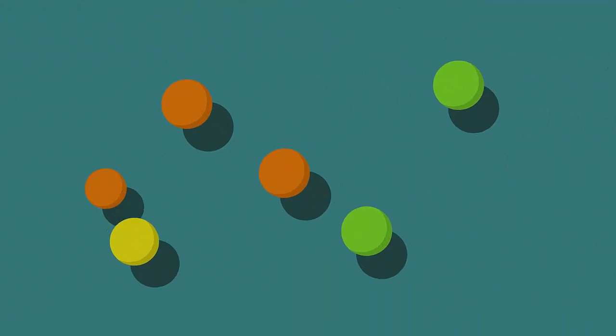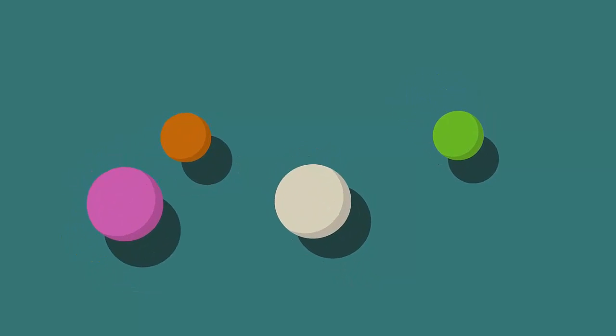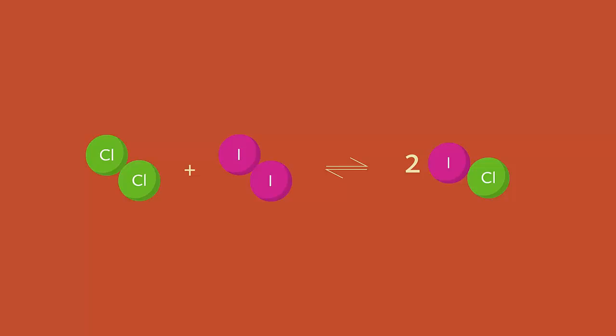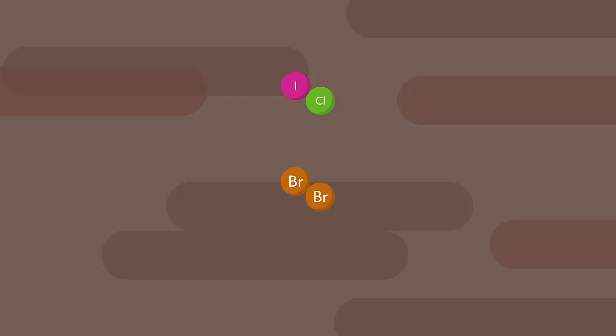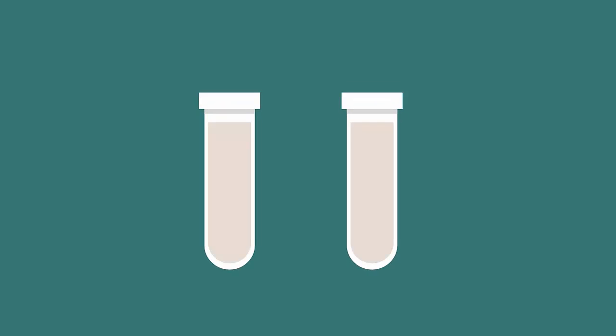Here's something you might not have considered before: different halogens can react with each other. Chlorine and iodine can react together to form iodine monochloride. Here's the thing though, iodine monochloride is a brown liquid and vapour which looks very similar to diatomic bromine. Not only that, their molar masses are almost identical. So how could we tell whether we have iodine monochloride or bromine in our test tube?